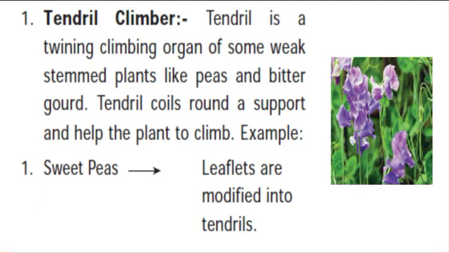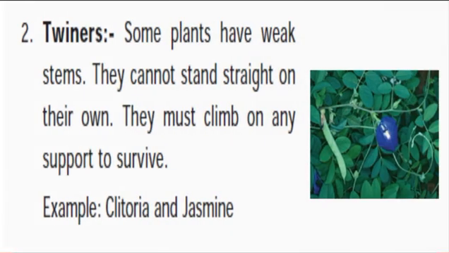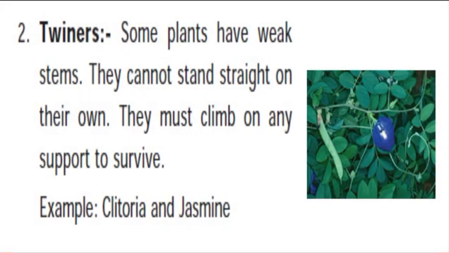First one is tendril climber. Tendril is a twining climbing organ of some weak-stemmed plants like peas and bitter gourd. Tendril coils round a support and helps the plant to climb. Example: sweet peas. Second one is twiners. Some plants have weak stems. They cannot stand straight on their own. They must climb on any support to survive. Example: clitoria and jasmine.